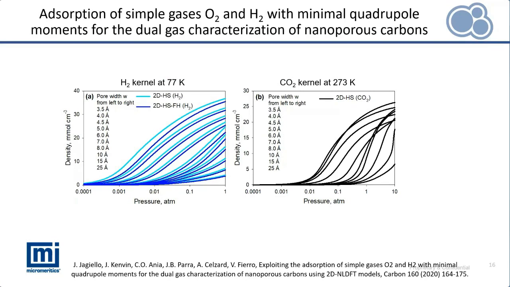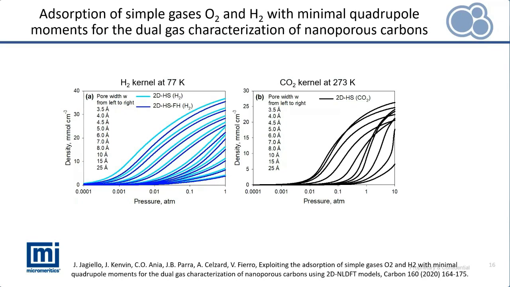Hydrogen at 77 K is a quantum fluid, so we introduced Feynman-Gibbs quantum corrections to the kernel calculations. The correction slightly reduces values of the isotherm. Looking at both kernels, we see that they are qualitatively similar, but hydrogen isotherms are shifted to lower pressures compared to CO2 isotherms.